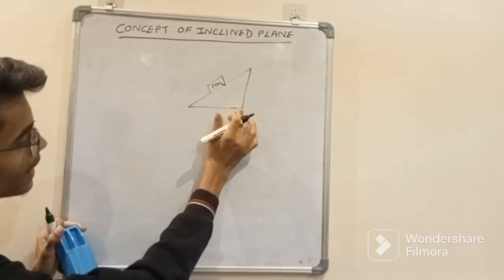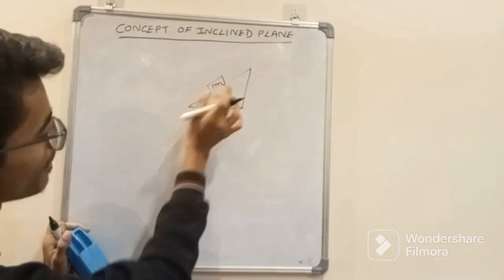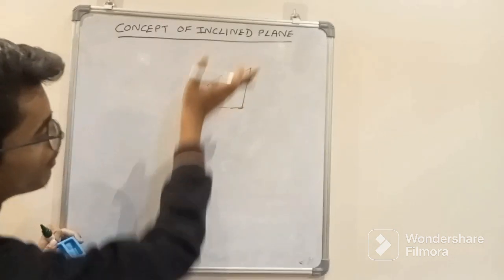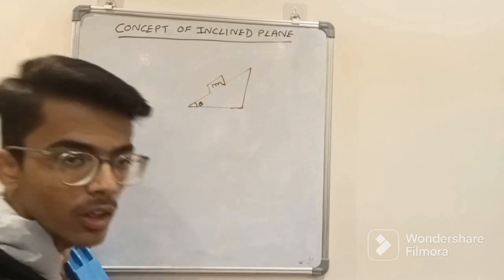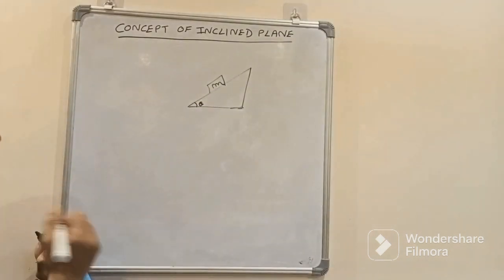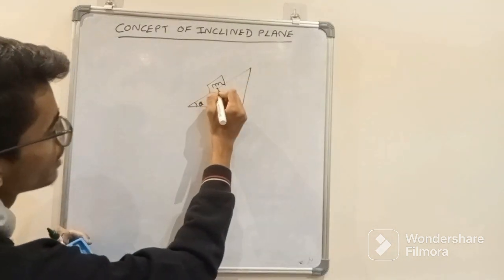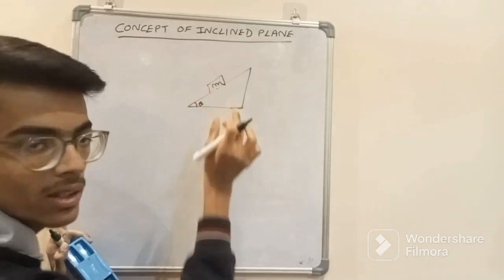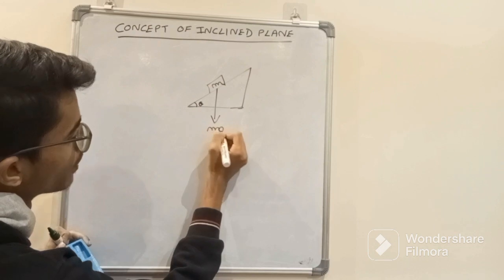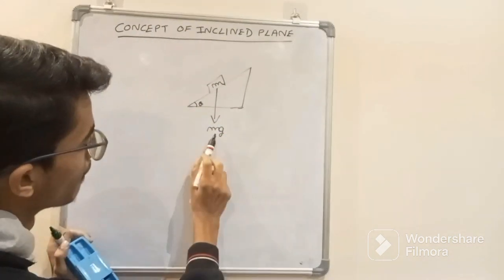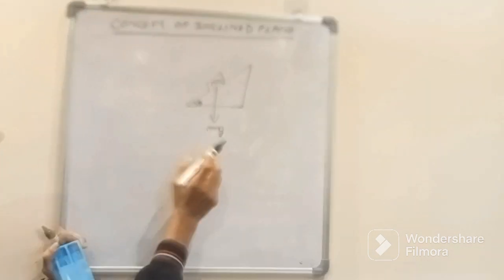लेट्स से वी हैव दिस इंक्लाइन प्लेन एंड हमारे पास एक m मास का ऑब्जेक्ट है विच इज स्लाइडिंग डाउन द इंक्लाइन. This is theta, the angle of inclination. So now, ये जो हमारा मास है, ये जो बॉडी है m मास का, it will exert a force downwards which is mg, mass into gravity, acceleration due to gravity.